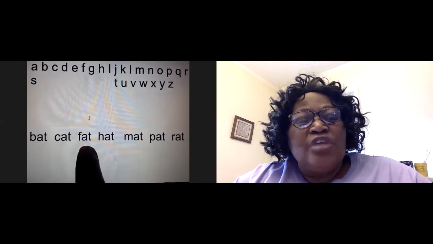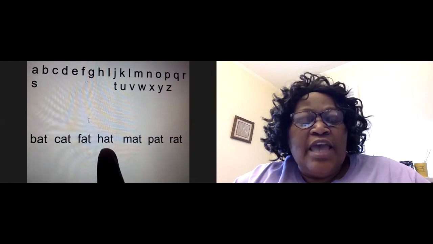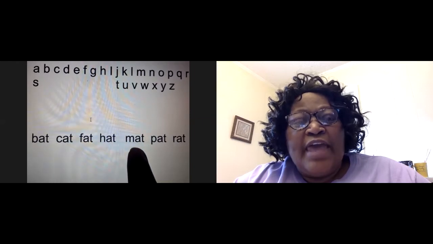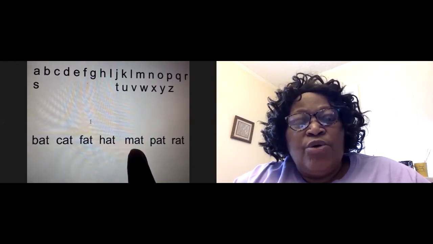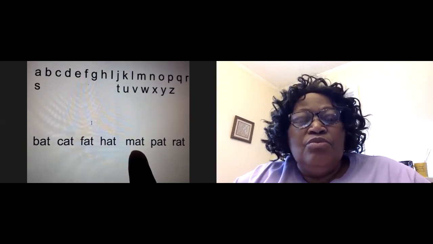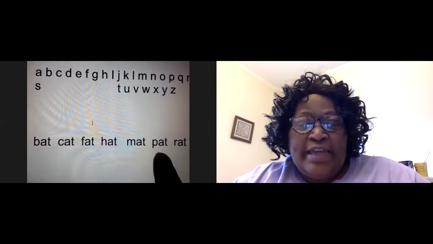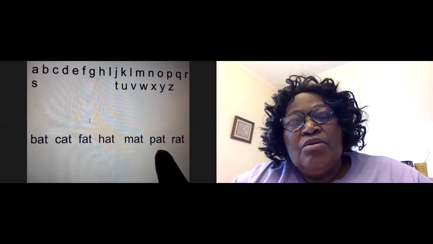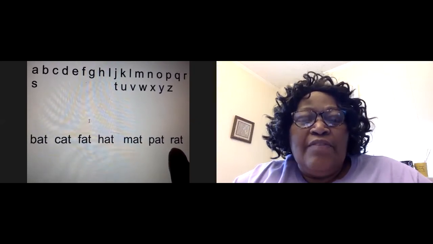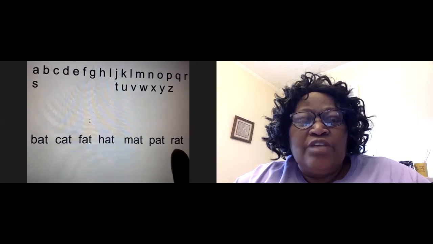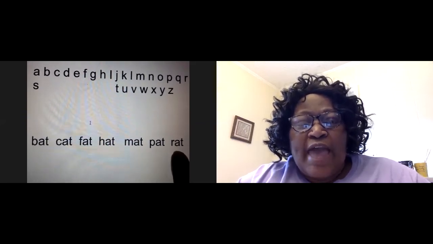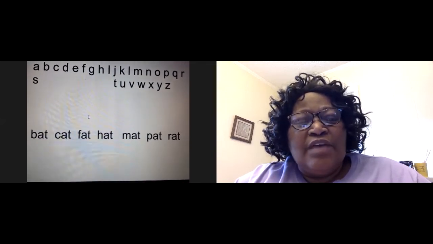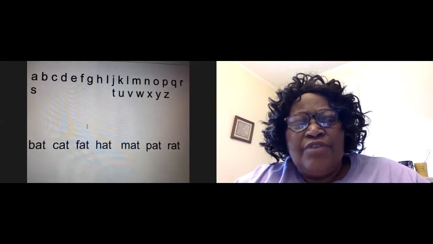We took the H, the A, and the T, and we made the word hat. We used the M, the A, and the T, and we made the word mat. We used the P, the A, and the T, and we made the word pat. We took the R, the A, and the T, and put those letters together and made the word rat. So let's look at these words. These words sound alike, don't they? They just have a different beginning sound.